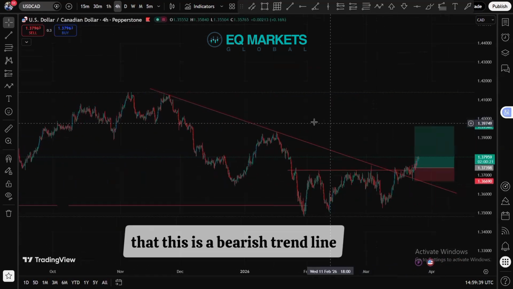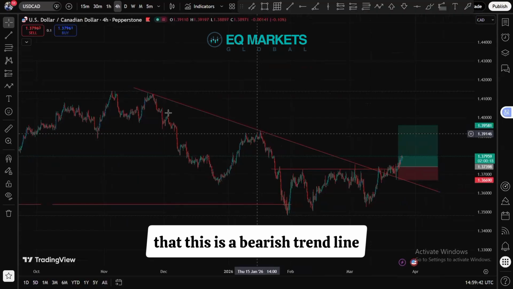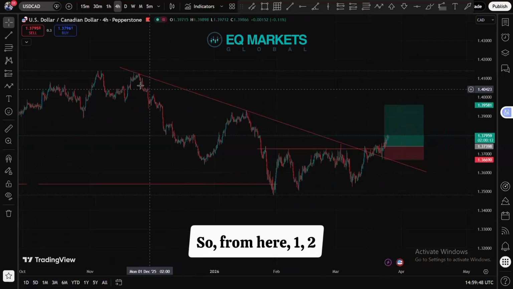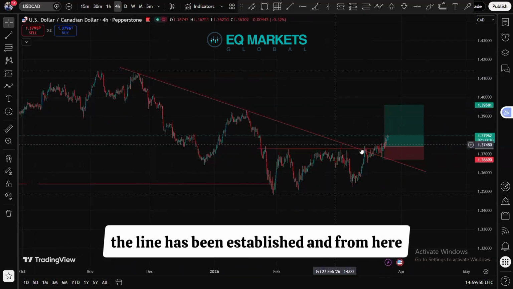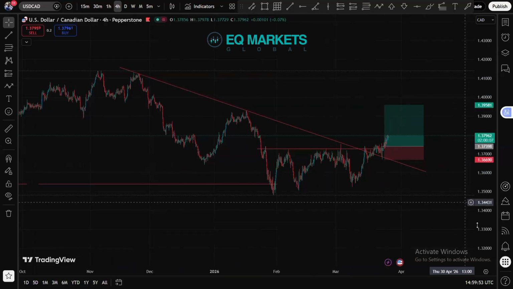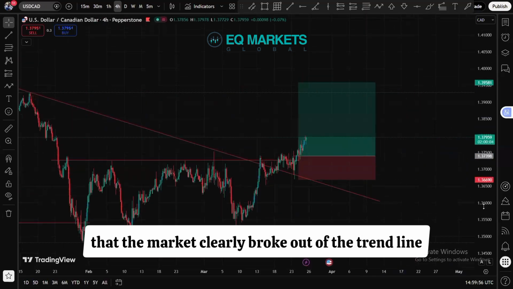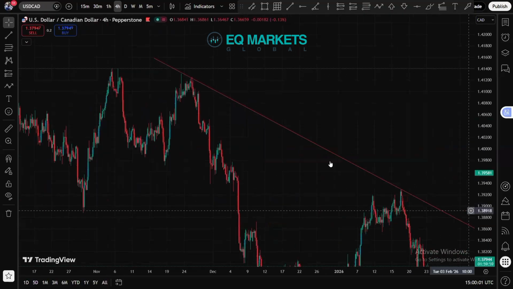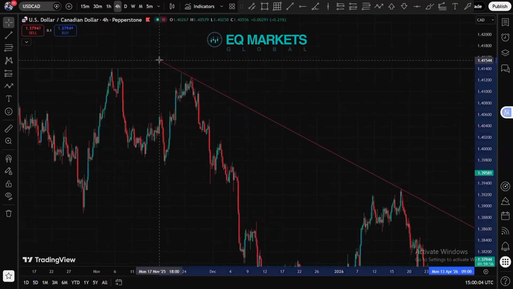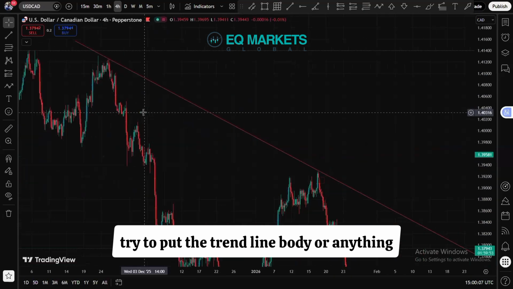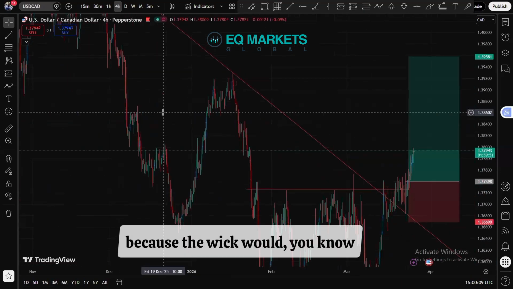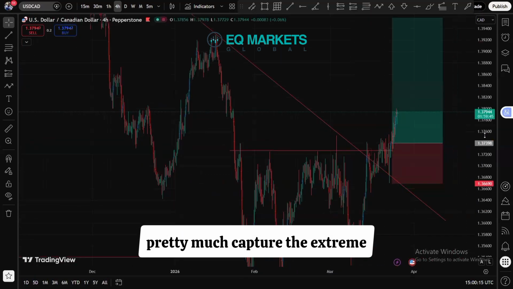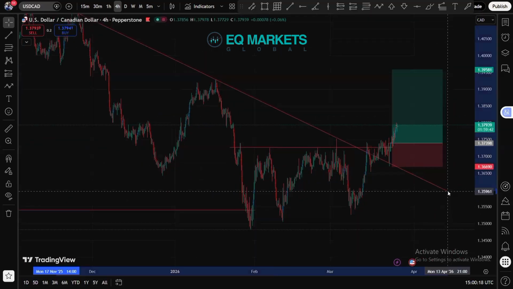What we can find is that this is a bearish trend line because it is capturing a movement of sell trades. So from here, 1, 2, the line has been established, and from here, the line was confirmed. What is happening now is that the market clearly broke out of the trend line. Now, if you notice, I didn't try to put the trend line on the body or anything. I just went for the wicks, because the wick will pretty much capture the extreme price points.